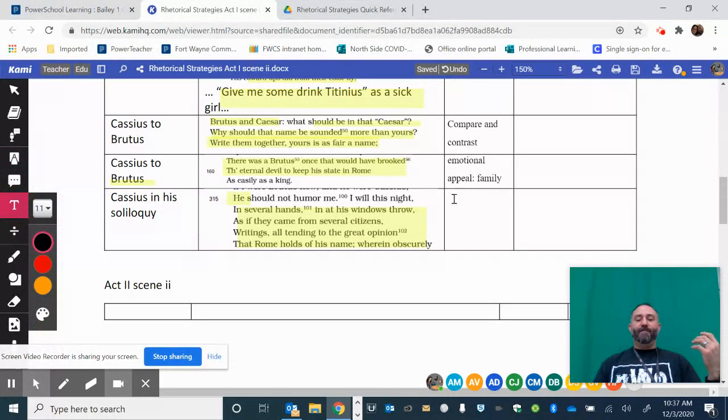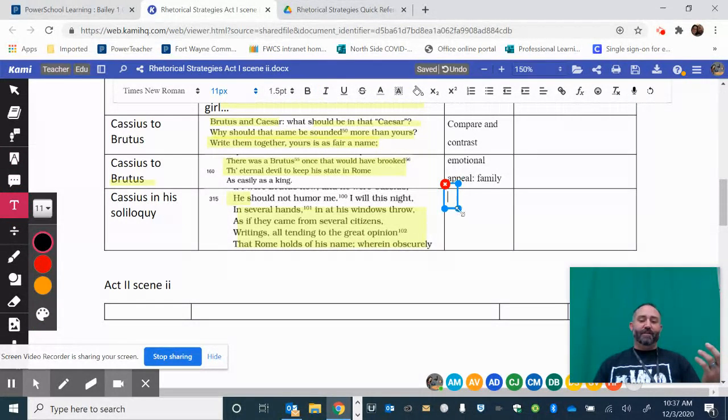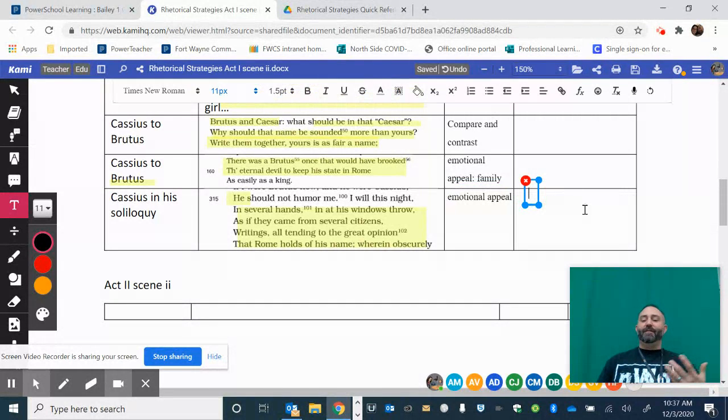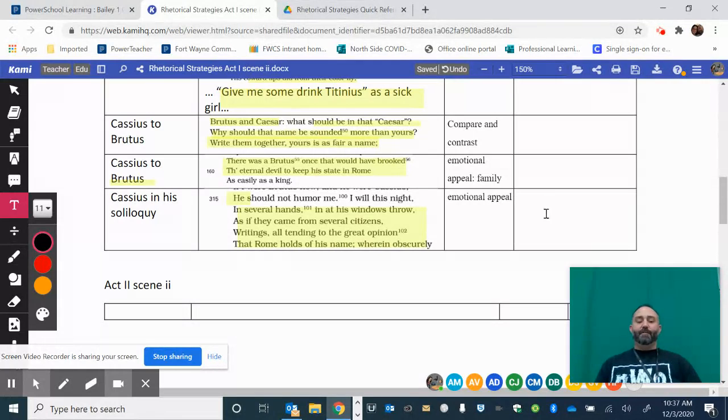Well, why? What kind of strategy is this, once again, to make somebody feel certain emotions about themselves so that they would act differently? Once again, this is an emotional appeal. But the question is why would Cassius do this? What is his purpose? That's what you need to be able to answer.